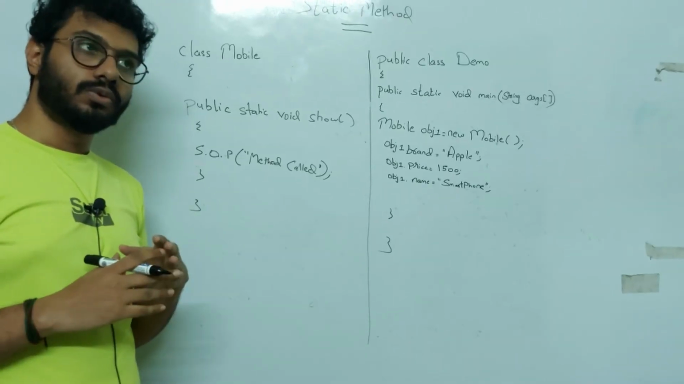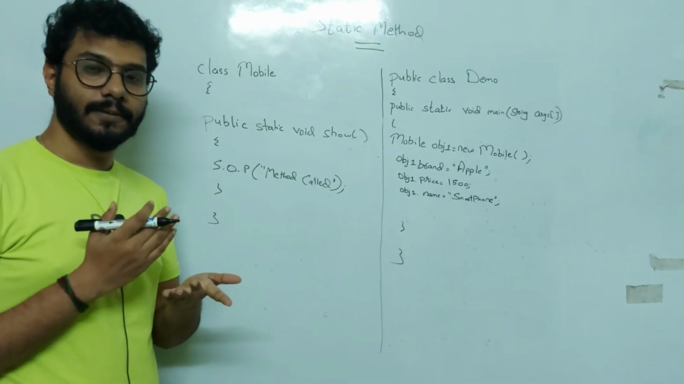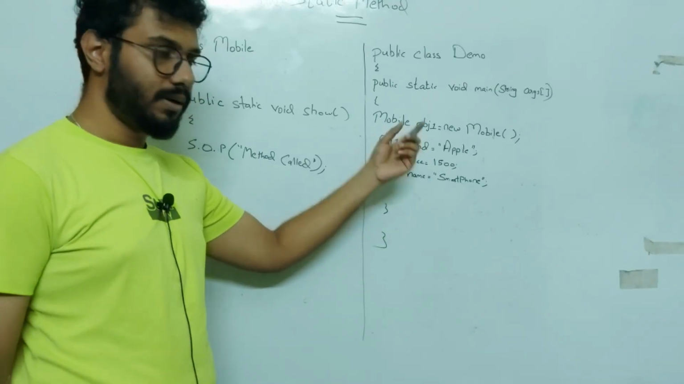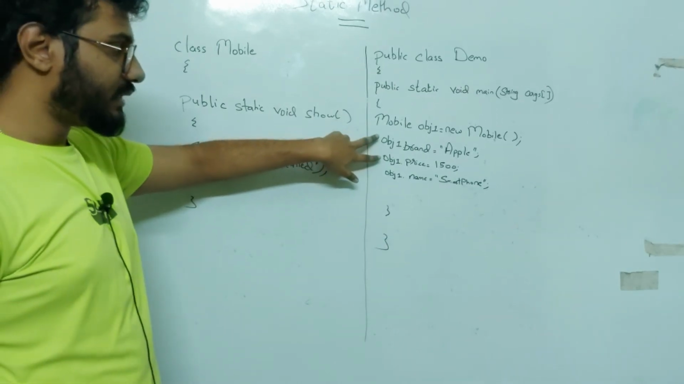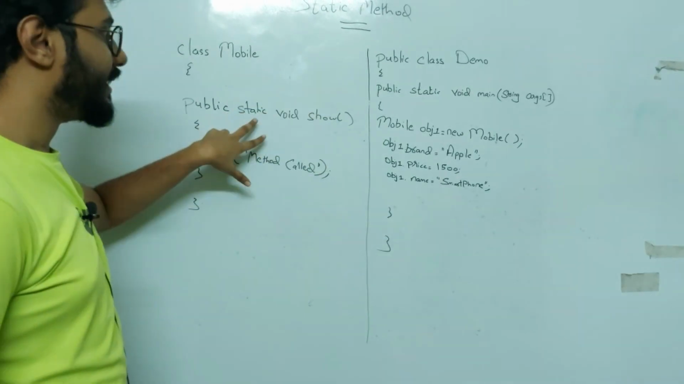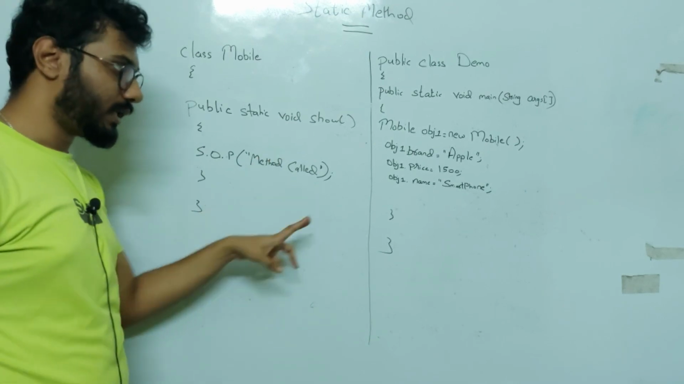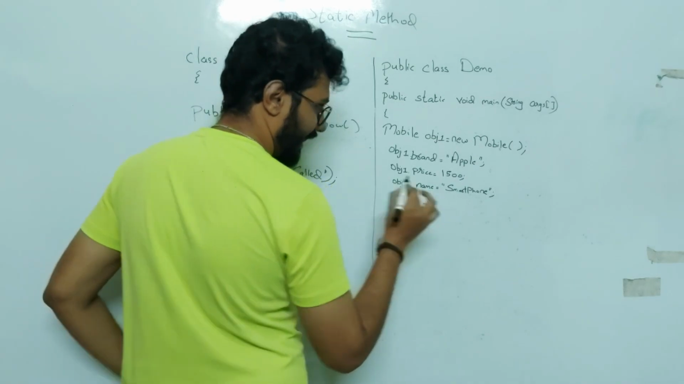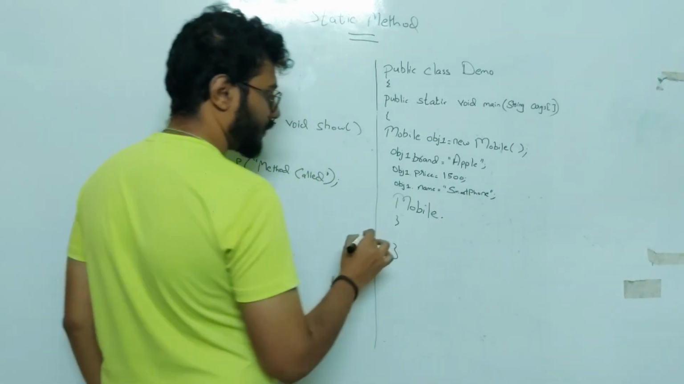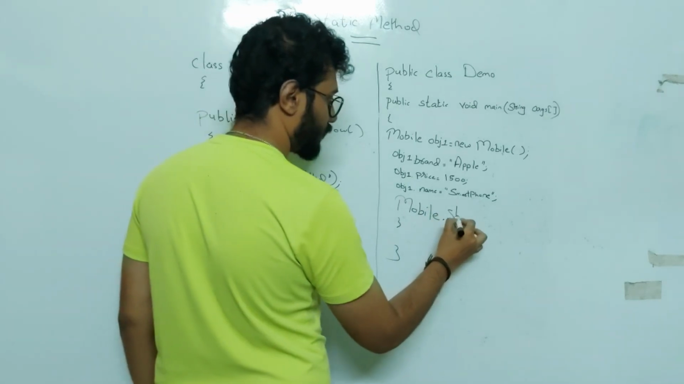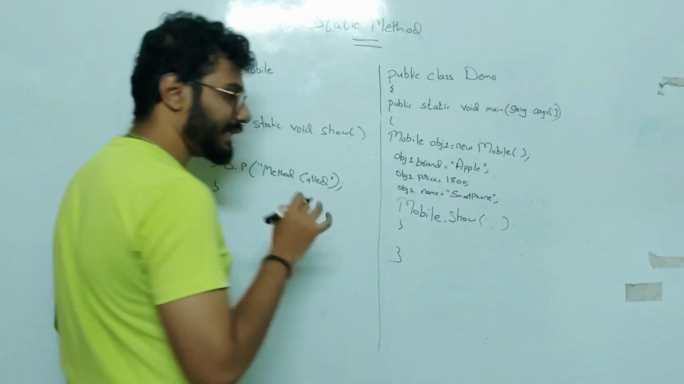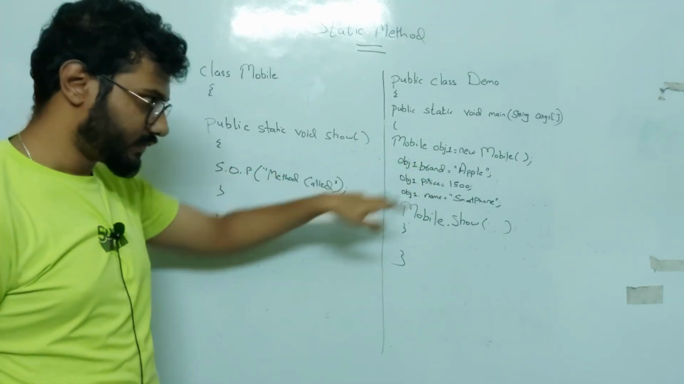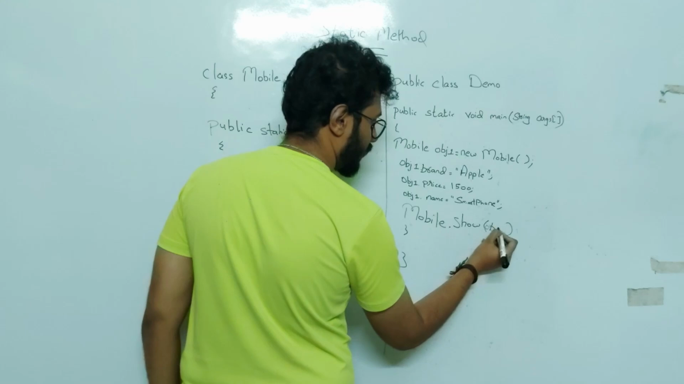Now, how do we include non-static variables inside a static method? We have created obj1, and now we want to access these two instance variables inside the static method show. How do we do that? For that, we call this method show using the class name, Mobile.show, and here we need to pass obj1, that is the object of the Mobile class. Let us pass the object.